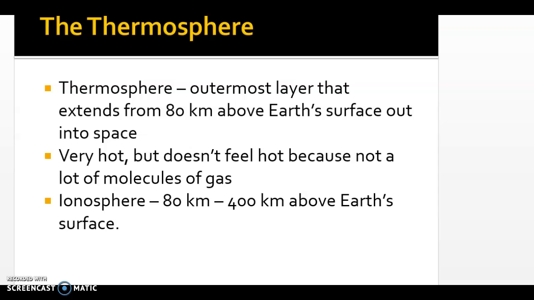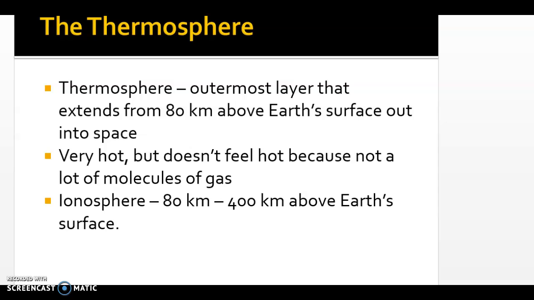There are 2 parts of the thermosphere, the ionosphere and the exosphere, but we'll talk about the thermosphere in general first. So it starts at 80 kilometers above Earth's surface, and it goes out into space. This is like the largest part of the atmosphere. It's the largest distance that the atmosphere goes up. It's very hot there, but it doesn't feel hot because there are not a lot of molecules of gas. So there are very fast-moving molecules, but because they're so spread out, you don't necessarily feel that heat.